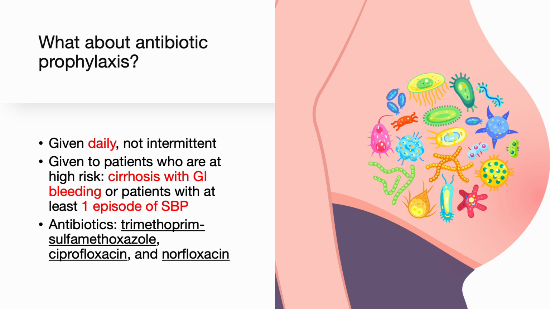Patients at high risk for SBP include the following: patients with cirrhosis and GI bleeding, and patients who have had at least one or more episodes of SBP. Antibiotics for SBP prophylaxis include trimethoprim-sulfamethoxazole, which is Bactrim, ciprofloxacin, and norfloxacin.